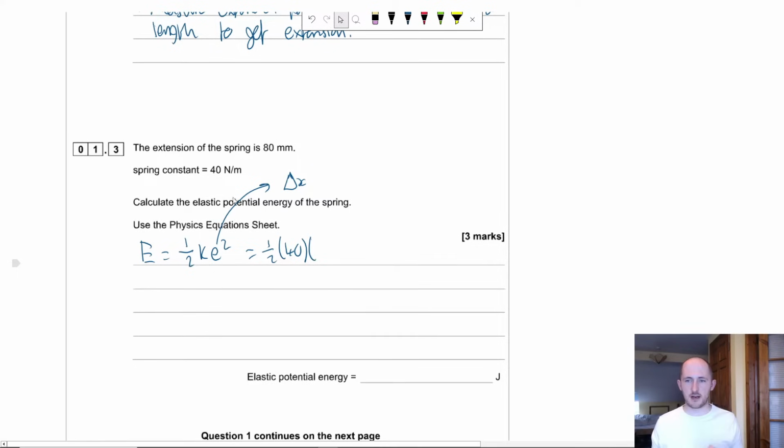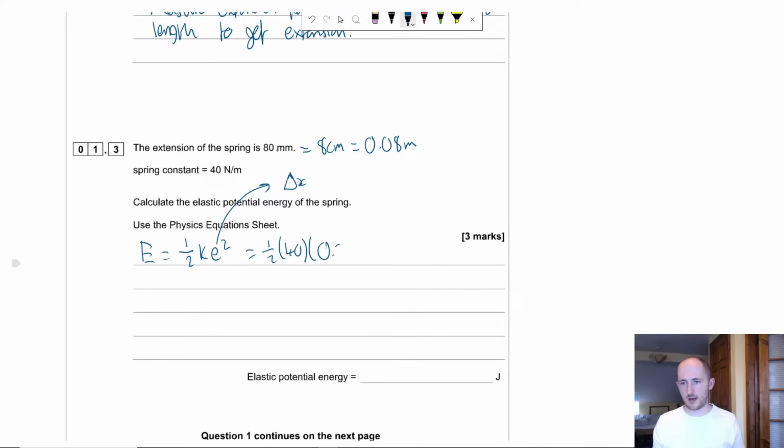Well, if you look at my spring constant, it's newtons per meter. So you need to make sure your extension is in meters. So how do you do that? Well, how many millimeters are in a centimeter? There's 10, so divide by 10 gives you 8 centimeters. And then how many centimeters are in a meter? 100, so divide by 100, you get 0.08 meters.